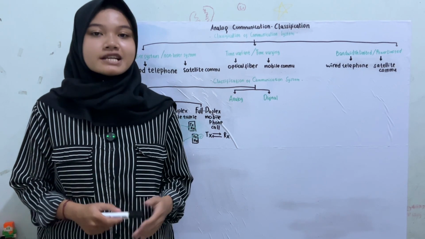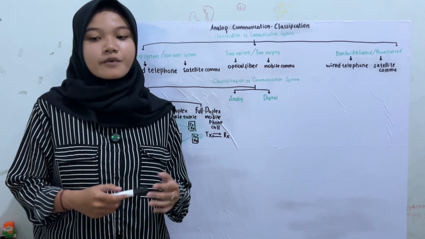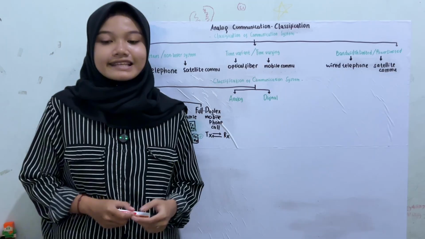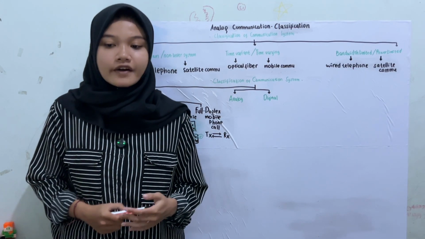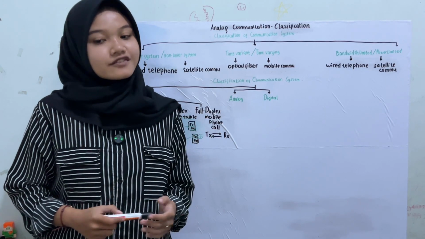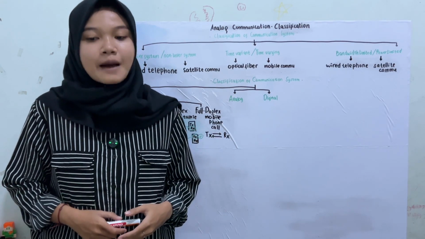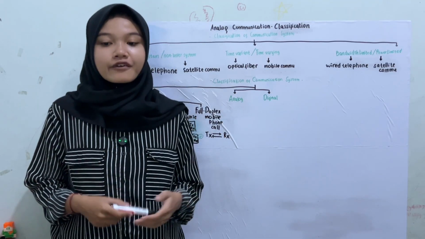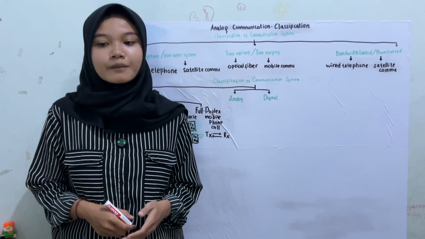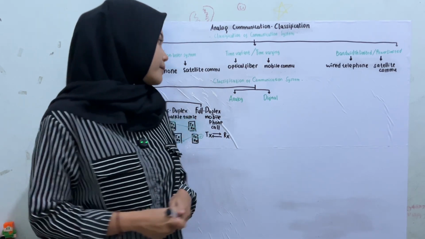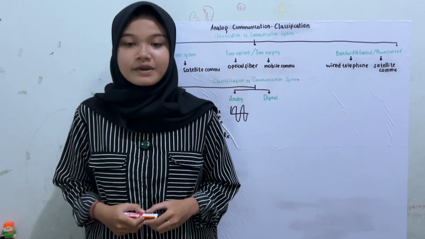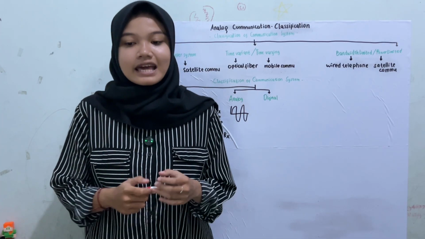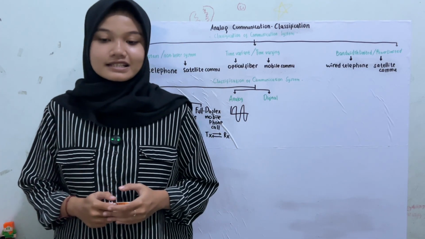Analog communication uses continuous signals to represent information. This means that the signal changes smoothly over time following the original information without interruption. For example, when we speak into a microphone, our voice naturally produces a continuous waveform. If this waveform is transmitted directly, it becomes an analog signal.